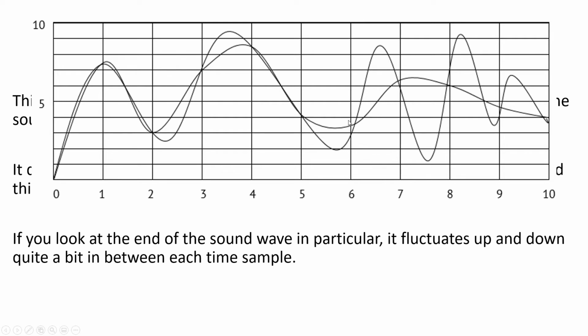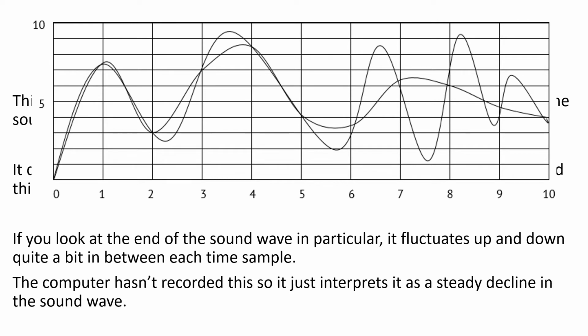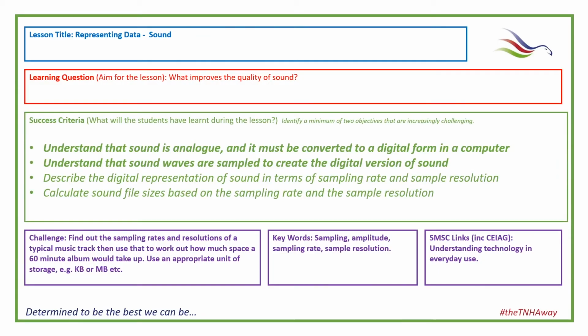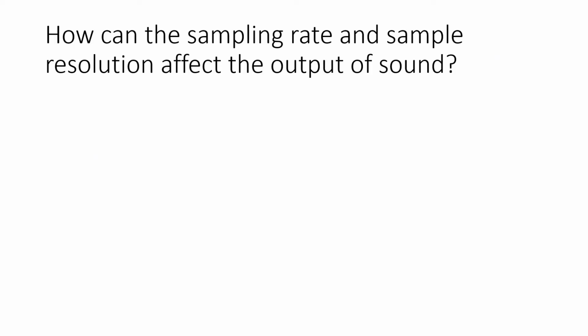It's just shown a general decline, but there's been too much going on. It's not sampled it enough. It just sees it going slightly down, doesn't know there was a number of ups and downs in between that. That's not going to be accurate. So hopefully now you understand that sound is analog, but it has to be converted to digital by using samples to create a digitized version of that. You should have a clue now about sample rate and sampling resolution, which we'll talk about in a minute, affects the output of sound.